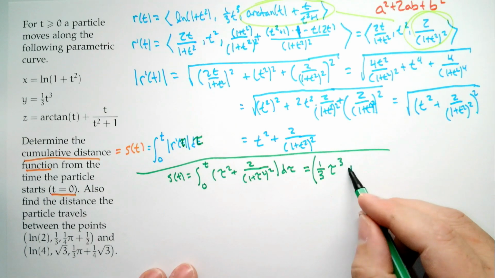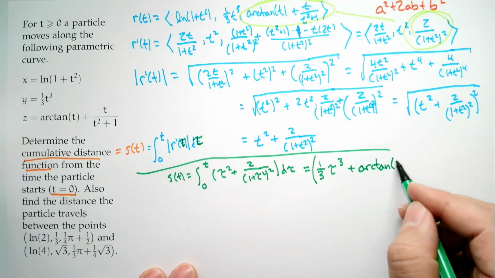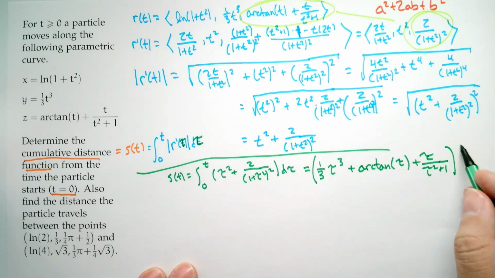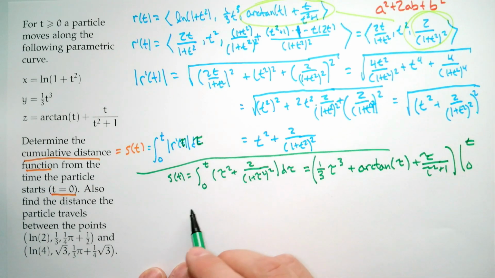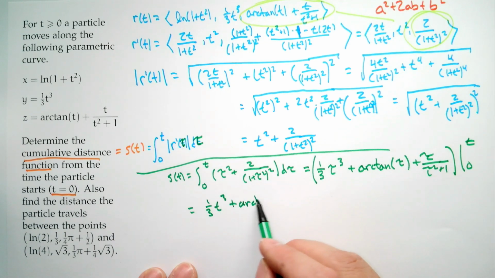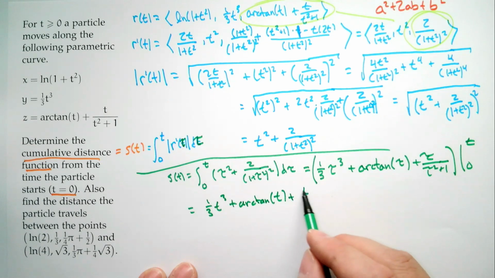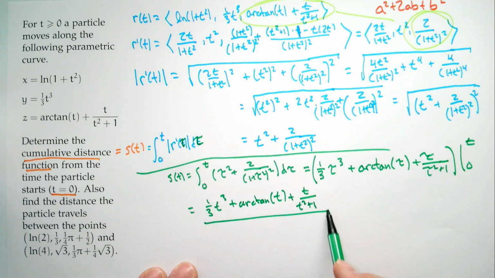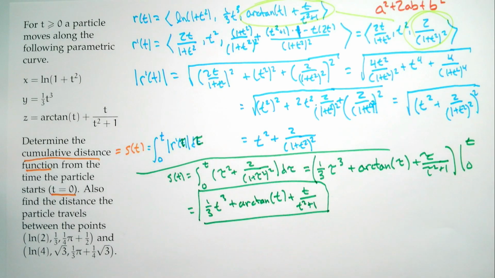So it's arctangent of tau plus tau over tau squared plus 1. And evaluate from 0 to t. And when you do this, you'll end up with 1/3 t cubed plus arctangent of t plus t over t squared plus 1. And then you plug in 0, you'll get 0, 0, and 0. And so there is our cumulative distance function. So if you want to say how far have you traveled from time 0 to some other time, plug that time in, and you get the answer.